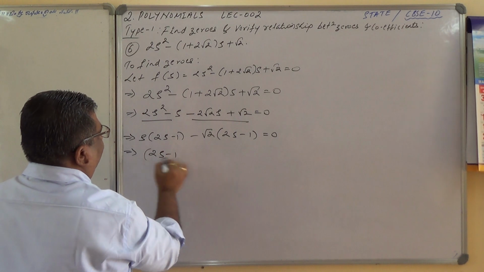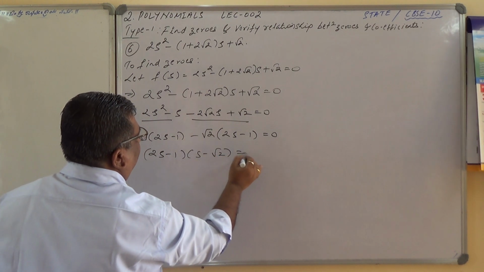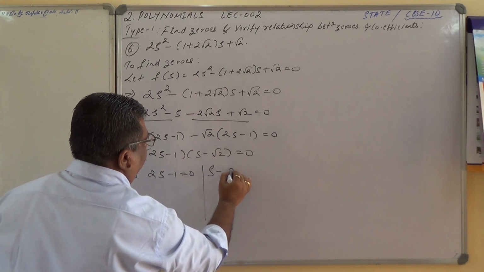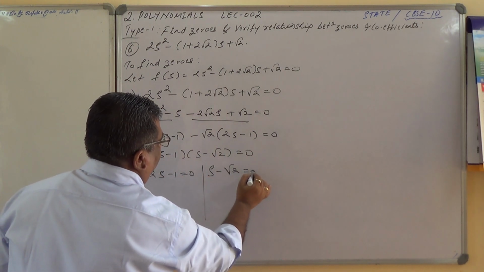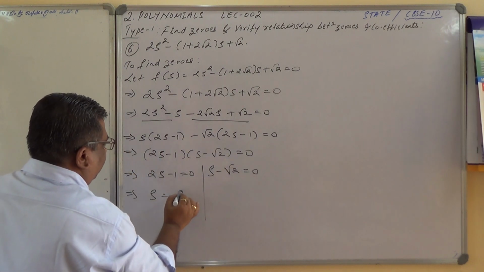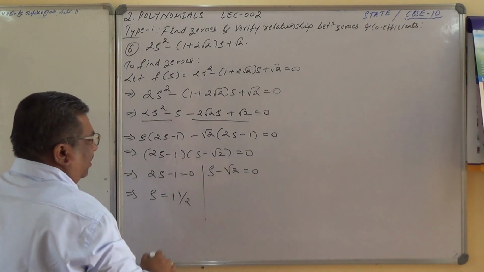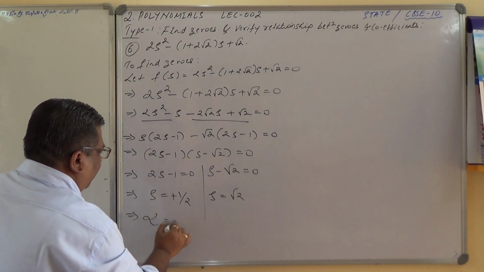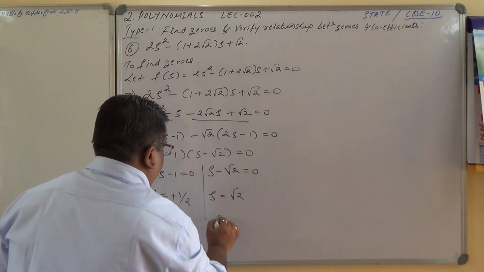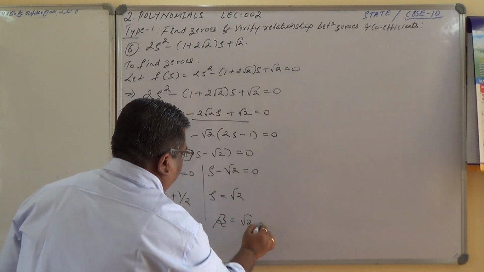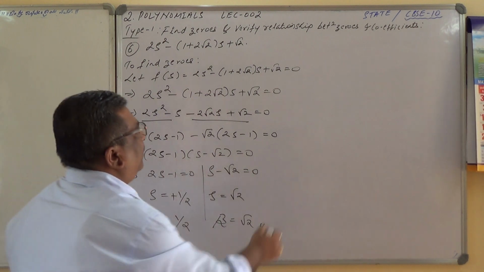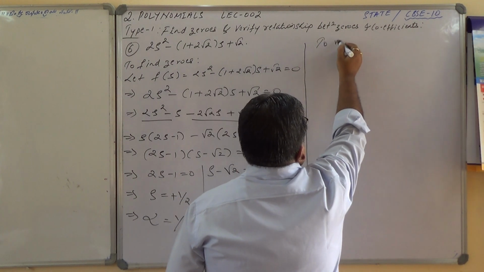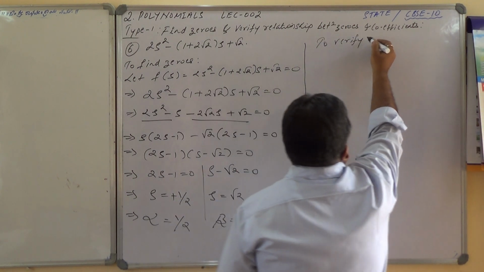Which implies 2s minus 1 into s minus root 2 equals 0, which implies 2s minus 1 equals 0, s minus root 2 equals 0, which implies s equals plus 1 by 2 and s equals root 2, which implies alpha equals 1 by 2 and beta equals root 2. So I have got alpha and beta here. Next, to verify the relationship between zeros and coefficients.